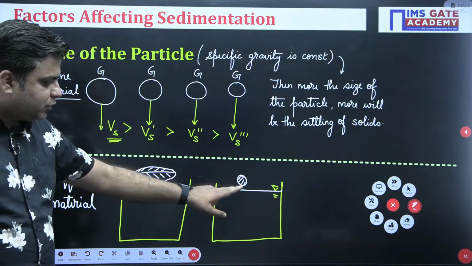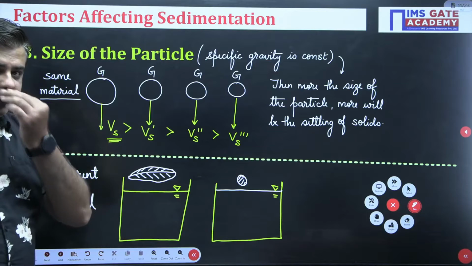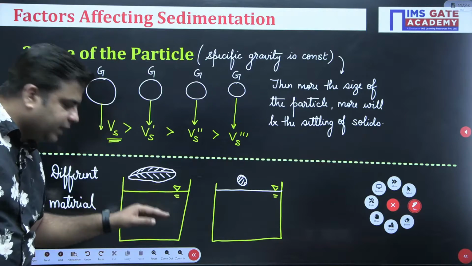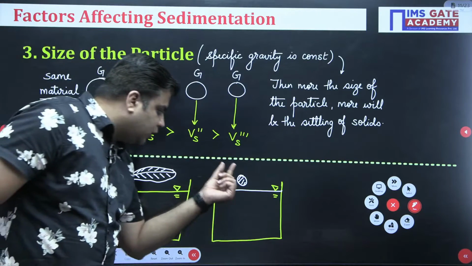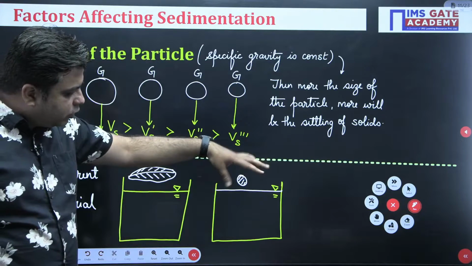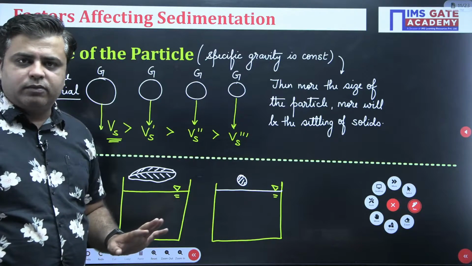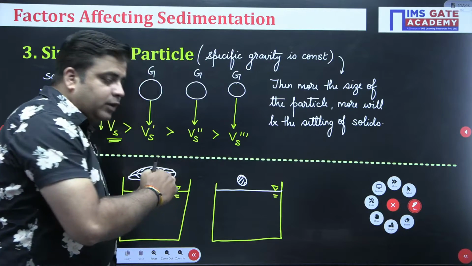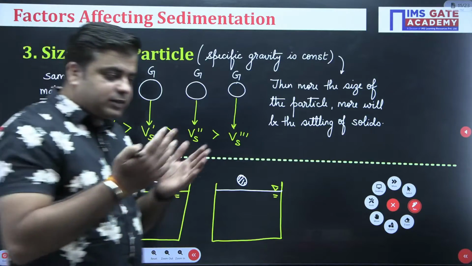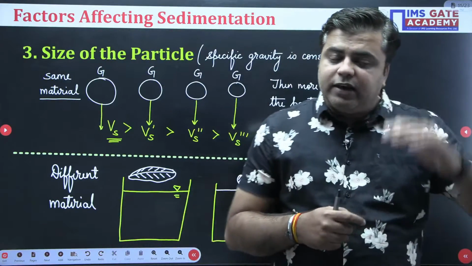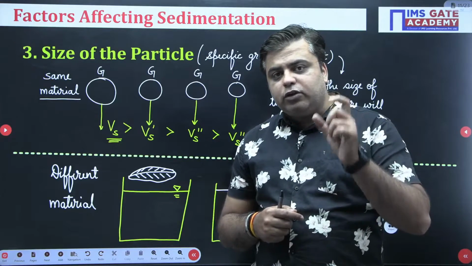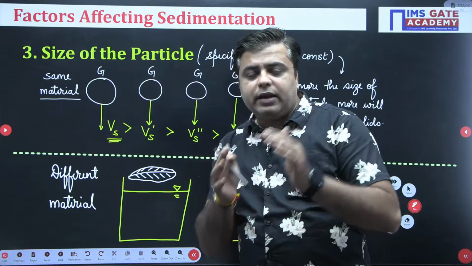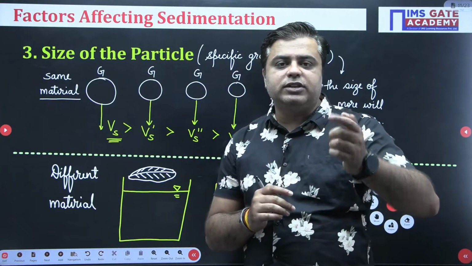Obviously, specific gravity of stone is more than the specific gravity of feather. You can clearly identify that this feather is not going to sink at all. On the other hand, the small stone, as soon as you drop it, is going to sink inside the water, right? So for different materials, we cannot directly compare whether if size is more, then the settling of the solids will be more. First you need to make sure that specific gravity of all the solids is same, then only you can compare the settling of the solids with respect to the size.